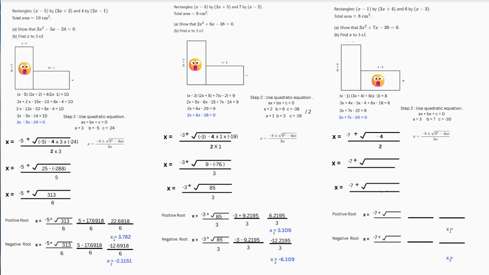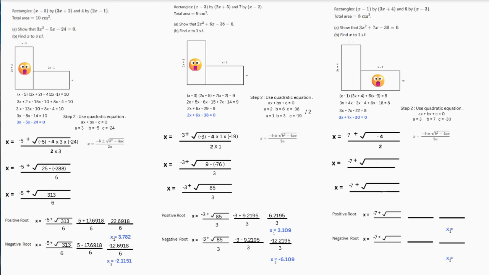This is just using compound shapes with rectangles only. So first thing we do is work out our compound shape. Now, there are numbers here, but they're so tiny you can't see them, so I'll direct it to you. We have x minus 5 by 3x plus 2, and 4 by 2x minus 1, and the total area equals 10 centimetres squared.